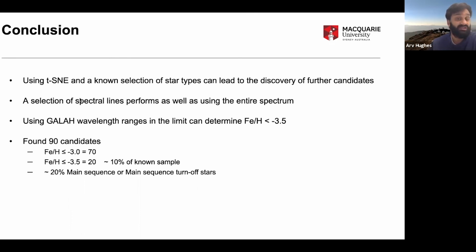And we've also shown that you don't actually have to use the entire spectrum to do the fit. You can also just use some select lines, and it'll also give you a similar TSNE map, as well as spectral parameter fitting. And we've shown that using GALAH wavelength ranges, we can actually get down to -3.5. And lastly, we found roughly 90 candidates, with 70 being less than -3, 20 being less than -3.5, and roughly 20% being potential main sequence turn-off metal-poor stars. And that's what I have for you.